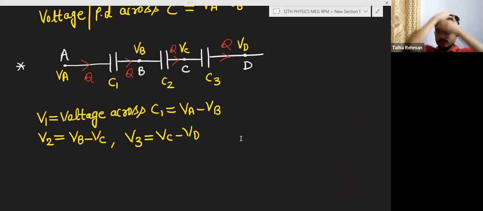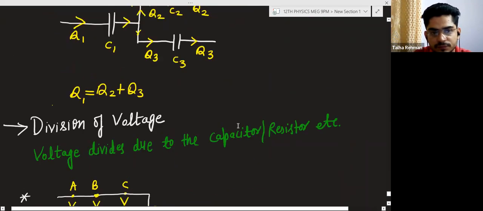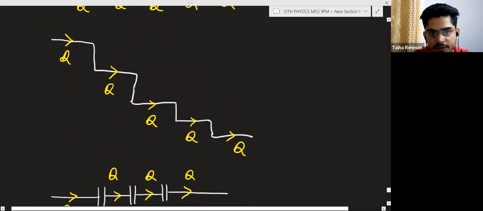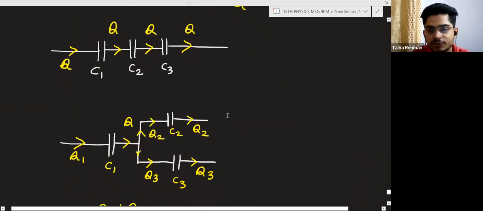Okay, so please remember, charge will divide due to branching, and potential will divide due to capacitors, resistors, etc. Charge is divided here. Here charge is same. Here charge is same. And if you have any doubt, you should ask me.